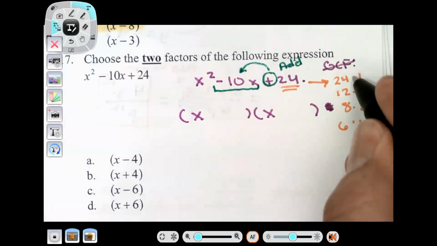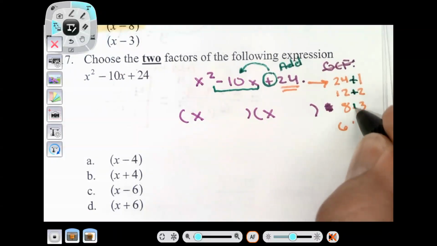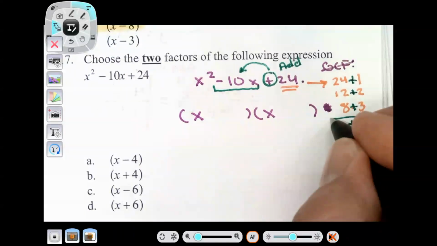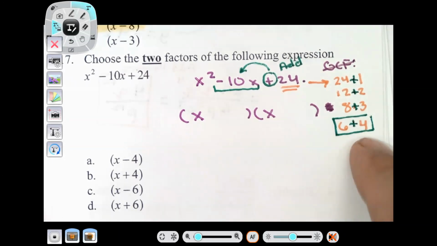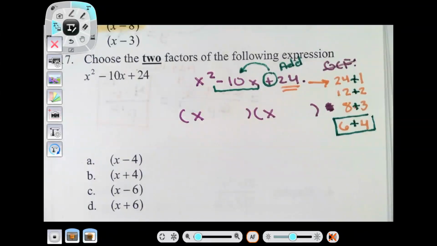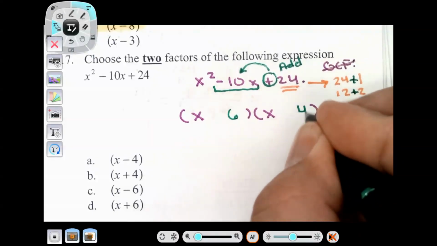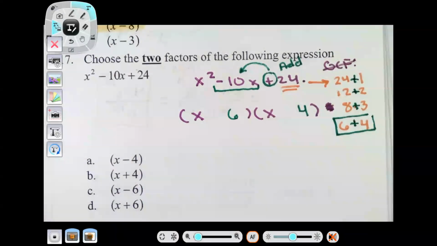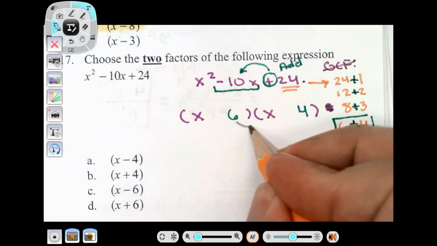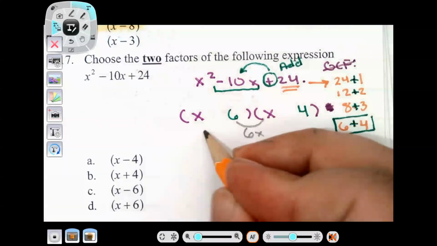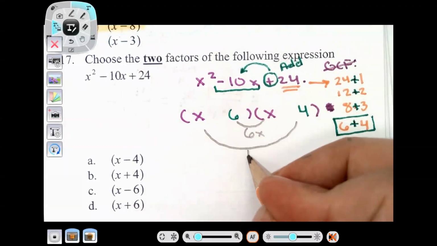But right now, I just want to know who adds to give me a 10. So if I'm looking at these and I'm thinking about, all right, who am I adding? Who am I adding? Who am I adding? There it is. They're the ones that add to a 10. And if you're thinking, but it's negative, all right, we'll get there. So a 6 and a 4. And this is why we do our check. 6 times x is 6x. X times 4 is 4x.